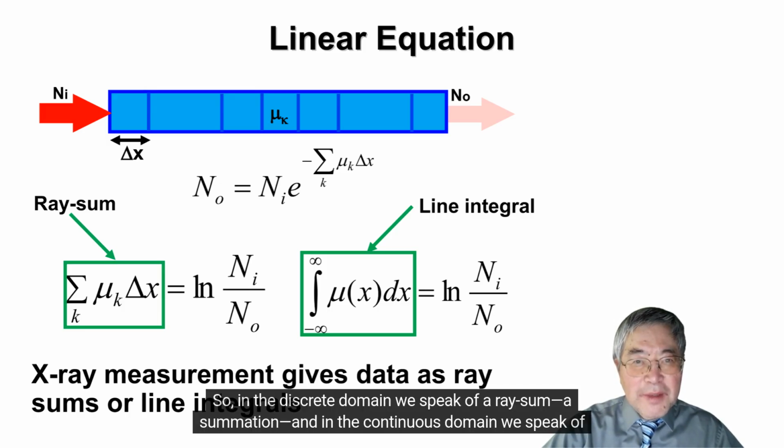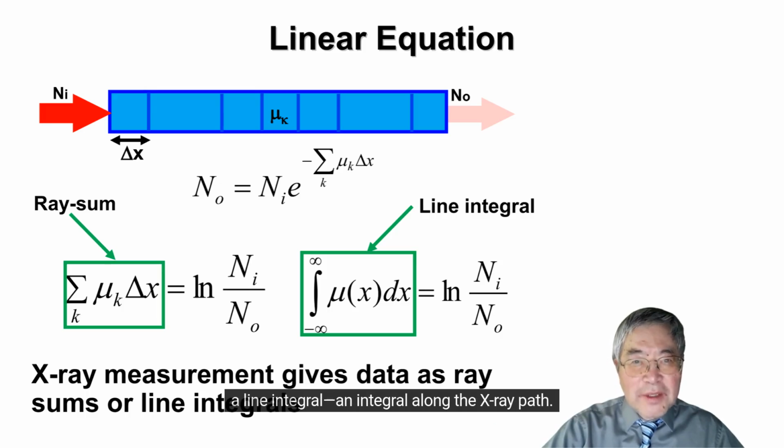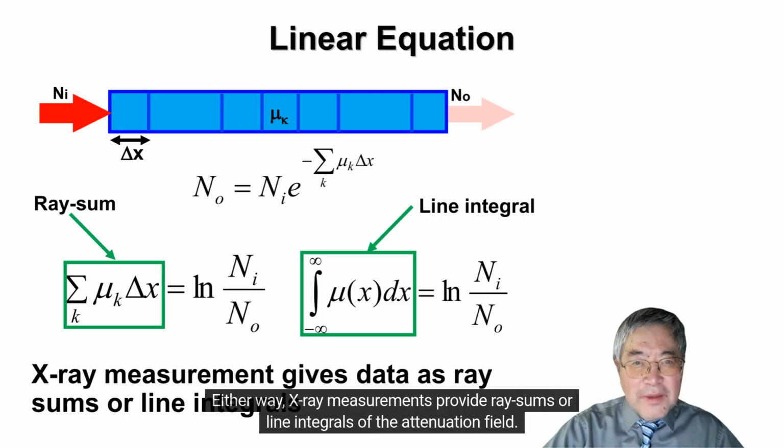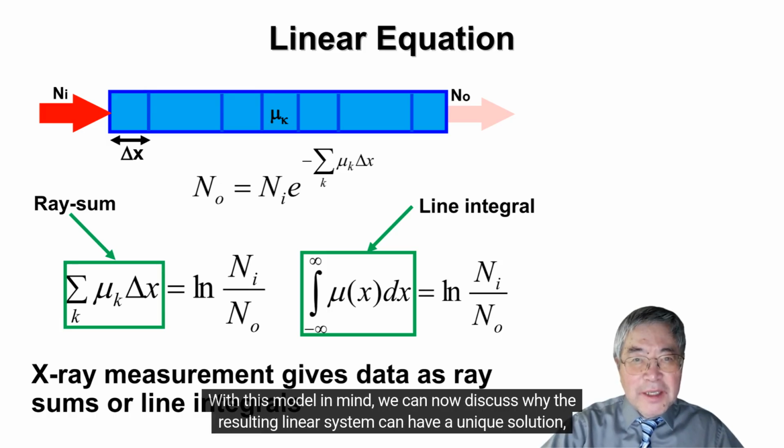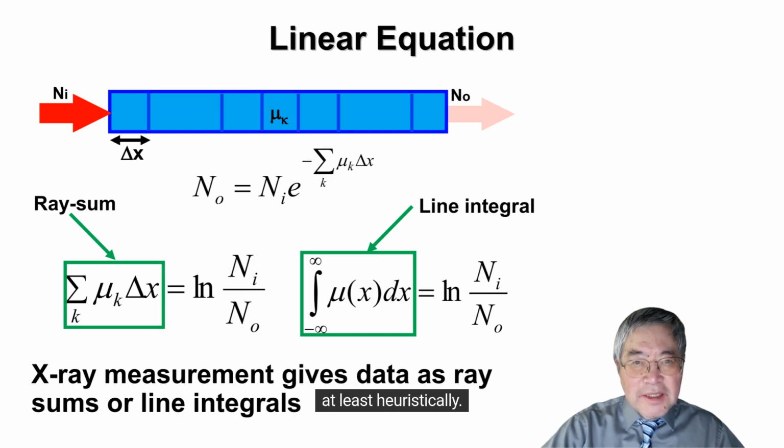So in the discrete domain we speak of a ray sum, a summation, and in the continuous domain we speak of a line integral, an integral along the X-ray path. Either way, X-ray measurements provide ray sums or line integrals of the attenuation field. With this model in mind, we can now discuss why the resulting linear system can have a unique solution, at least heuristically.